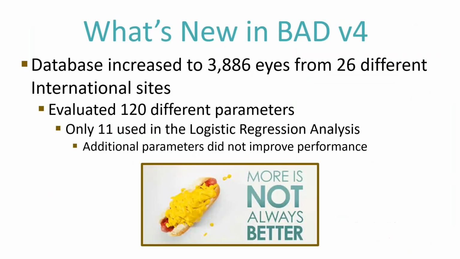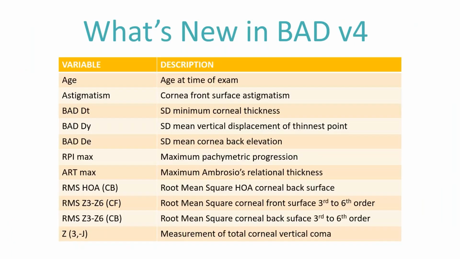So as I said, again, we increased the database to almost 4,000 eyes. We actually evaluated 120 different parameters. Only 11 were used in logistic regression analysis. Additional parameters did not improve performance. Again, more parameters doesn't necessarily mean better performance. It turns out only 11 parameters maximized the ROC curves. And what were those 11? You'll notice some of them are actually relatively new.